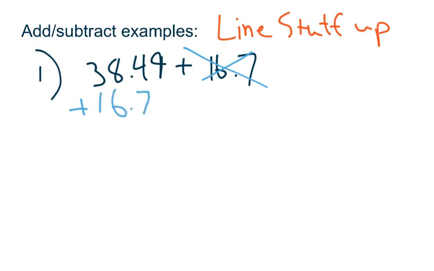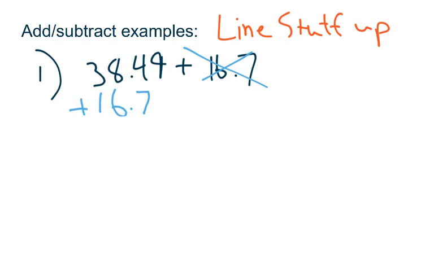16.7. I'm not going to push the 16.7 over. This is a common mistake that students will make, is they'll put the 16.7 as far right as they can. You do not want to do that. Everything lines up with its place value. So the 7 is a tenth, and so it lines up with the 4, which is a tenth in the first number. 6 is the ones, it lines up with the ones in the first number, and then the 1 is a 10, and it lines up with the 3, which is the tens in the first number. So you have to line them all up vertically.